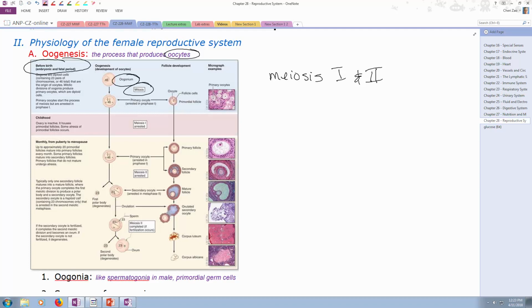Do you guys remember the stages of mitosis? The first one was called prophase, metaphase, anaphase, and telophase.